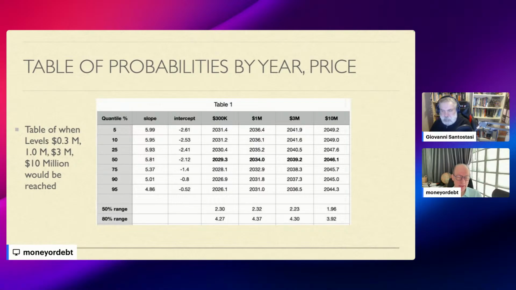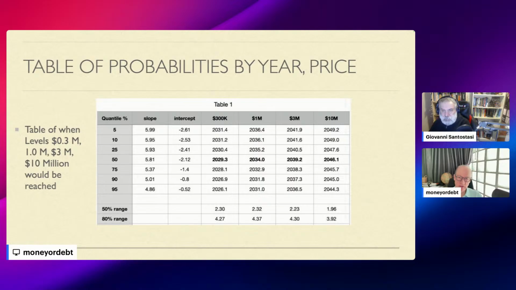If you're into a bubble situation, say you're at 90%, then it's going to happen sooner, right? You're hitting the 90% level, which is one of the upper lines on the prior chart. And so you'd be at 2027, basically, for 300K, just before 2032 for 1 million, 2037 for 3 million, 2045 for 10 million.